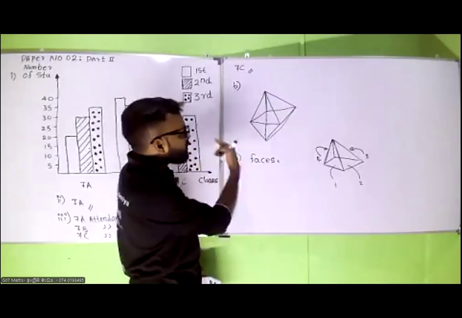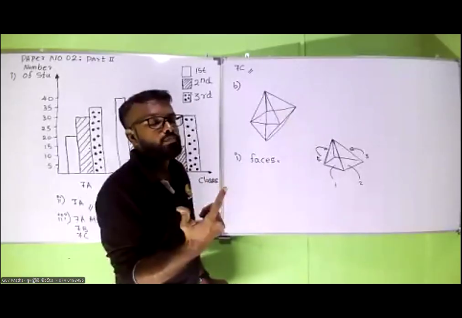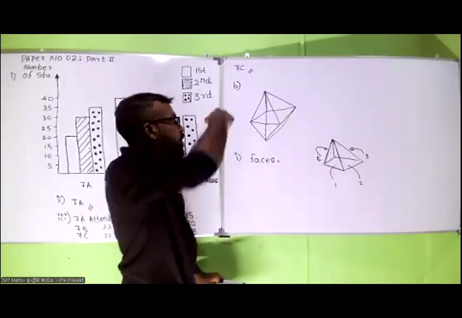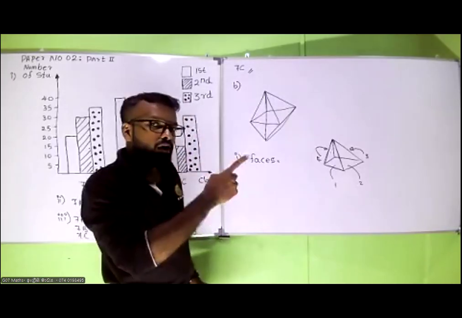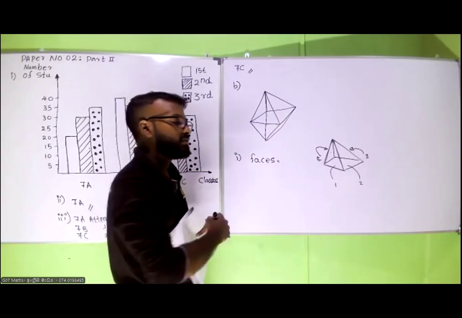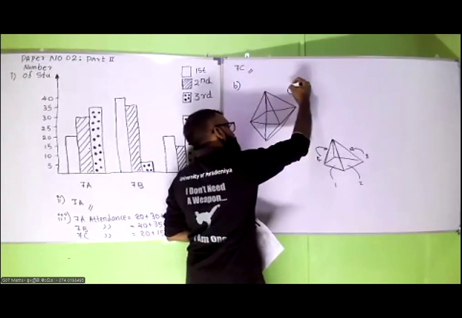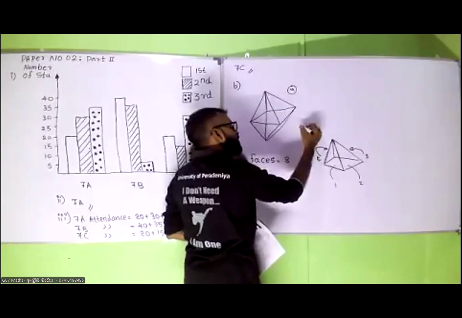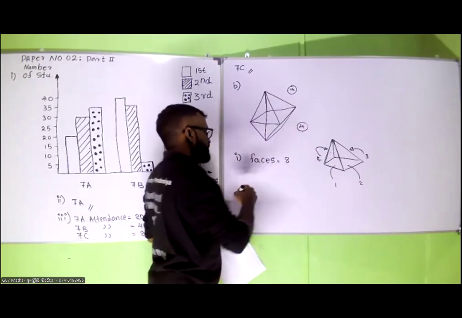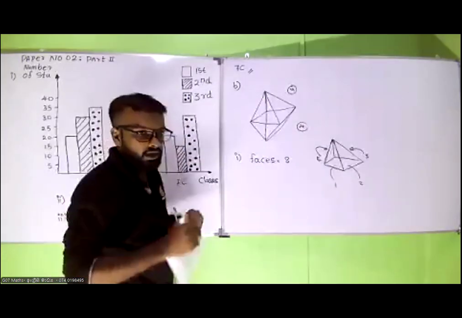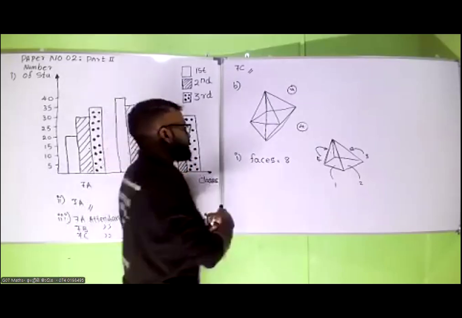Then what about the pyramid below? Again, we have four triangular faces. Then both of them together, 4 plus 4, total we have 8 faces. On top, we have four triangular faces. Below, again we have four triangular faces. Both of them, 4 plus 4, 8 faces for this solid. Right. Then, the number of vertices.